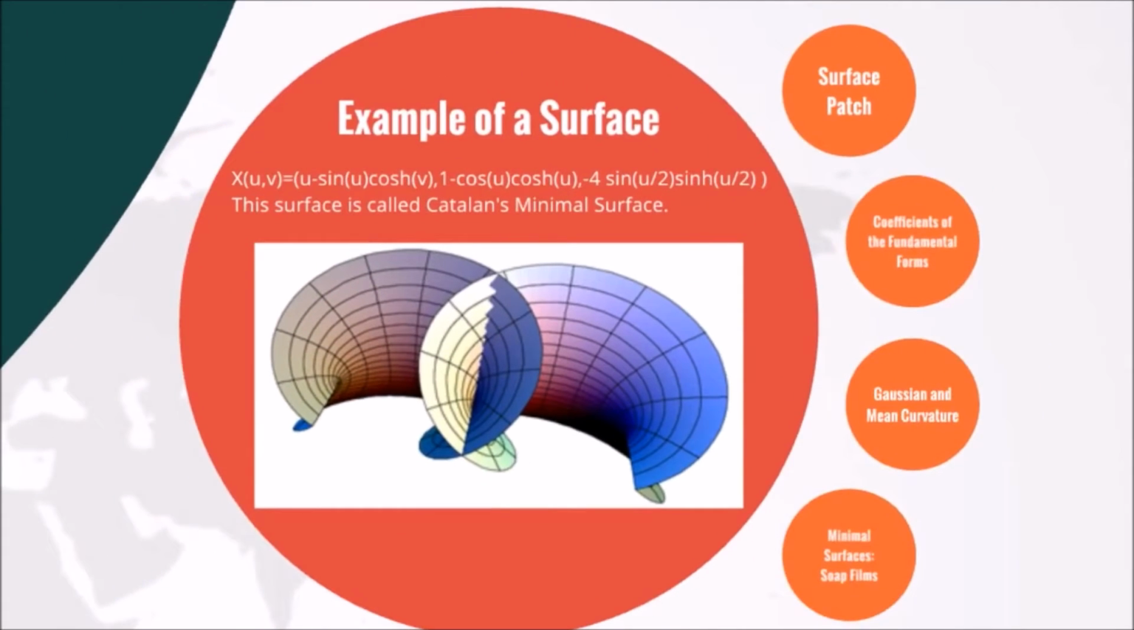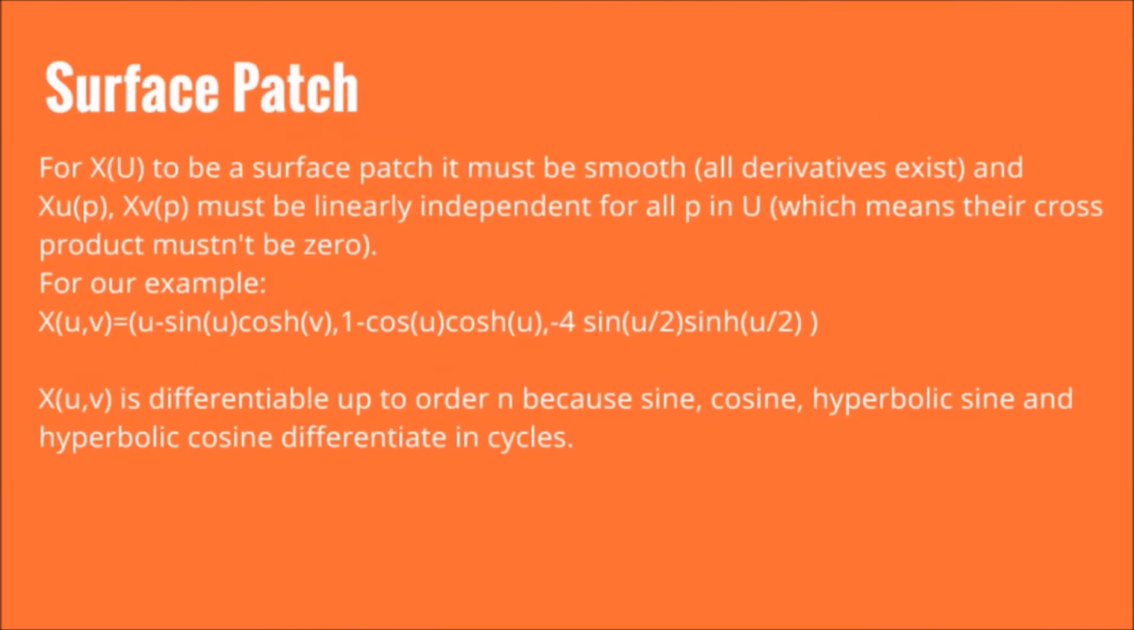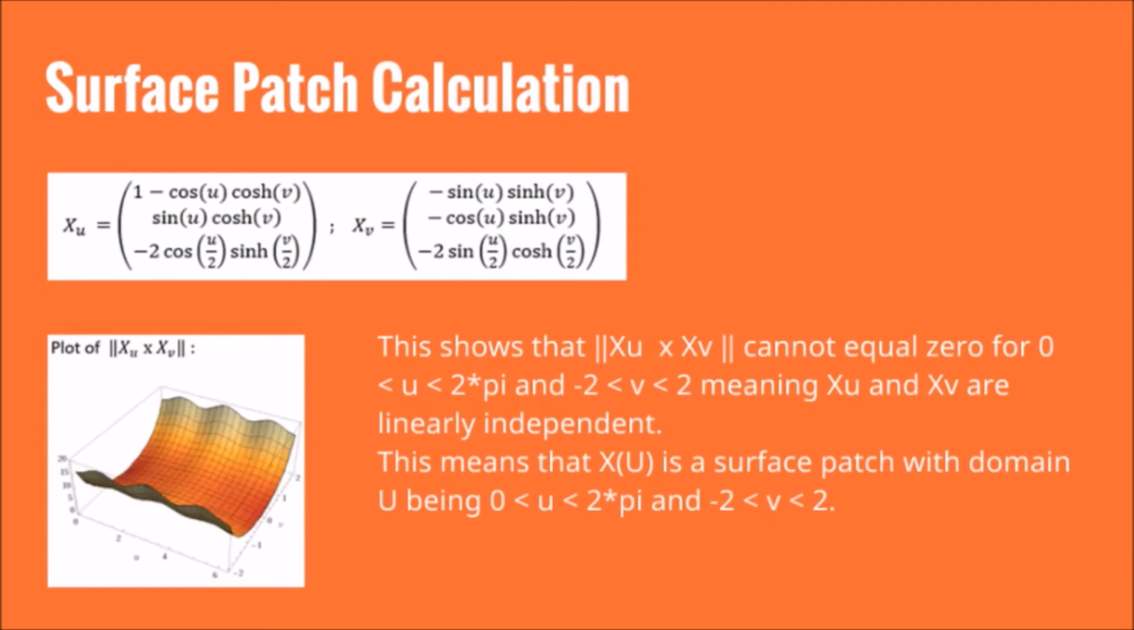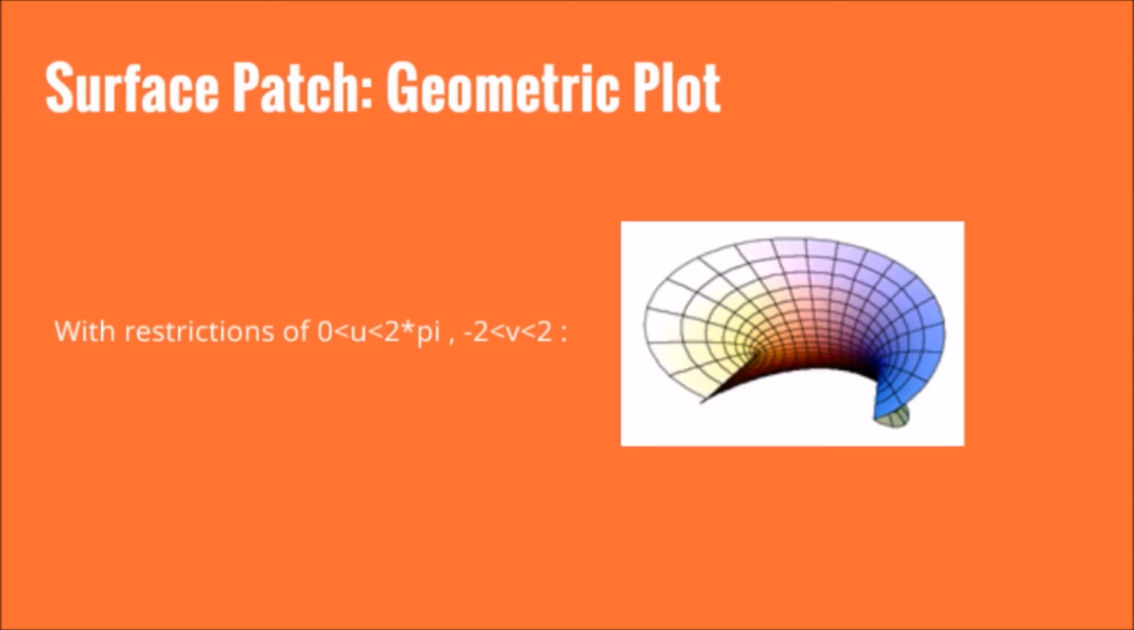Now we will apply these to an example, Catalan's minimal surface. Our first step is to prove that our x of u is a surface patch. To do this, all derivatives must exist, and xu and xv must be linearly independent. As you can see, all derivatives of x exist because sine, cosine, and their hyperbolic counterparts all differentiate in cycles. Now to prove xu and xv are linearly independent, we must calculate the length of their cross product and check it's non-zero. As you can see from the graph that plots this length, xu and xv are linearly independent as the graph is always non-zero for these restrictions of u and v, and so x of u is a surface patch, and looks like this.